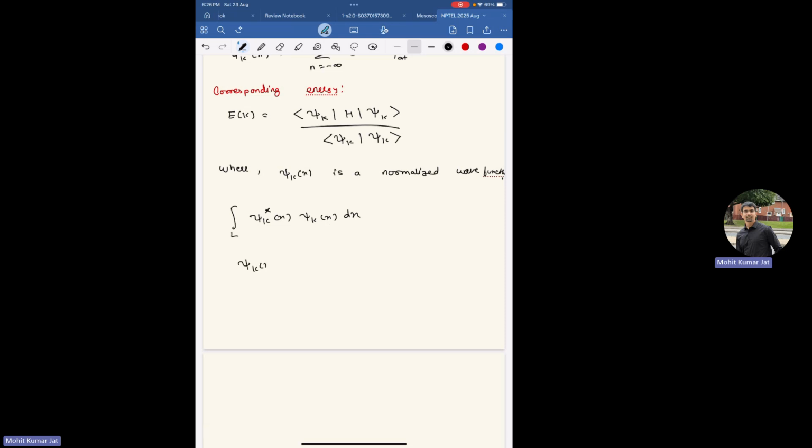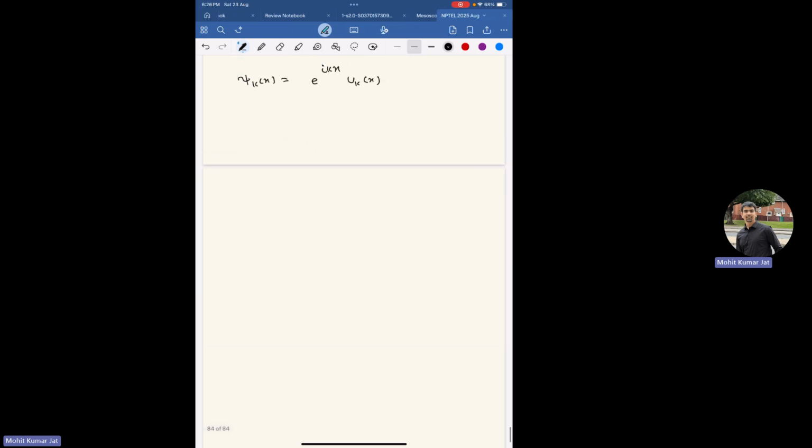And your psi_k(x) is nothing but, you can write it as e to the power ikx times u_k(x), right? Where u_k(x) is normalized over a cell, essentially. So what it means is, over a cell where u_k(x) is normalized, you integrate over the full cell, u_k star, u_k dagger(x) u_k(x), equal to 1.